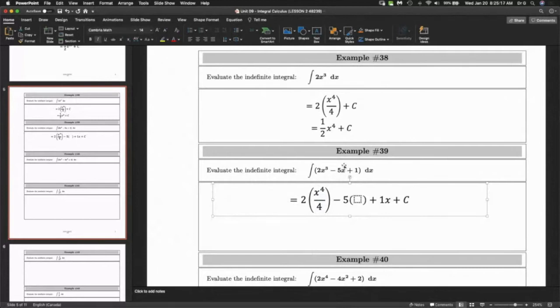What's the antiderivative of x? What's the antiderivative of x? Just the x only. What goes in this bracket? Thank you, Jai. Thank you, Anthony. Okay, so look at that.